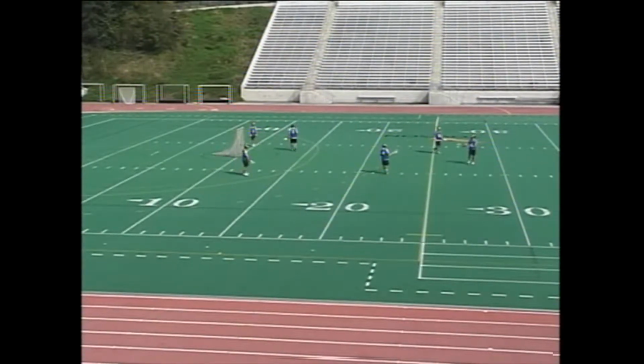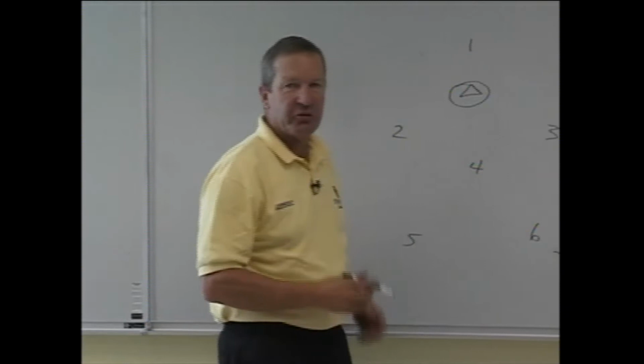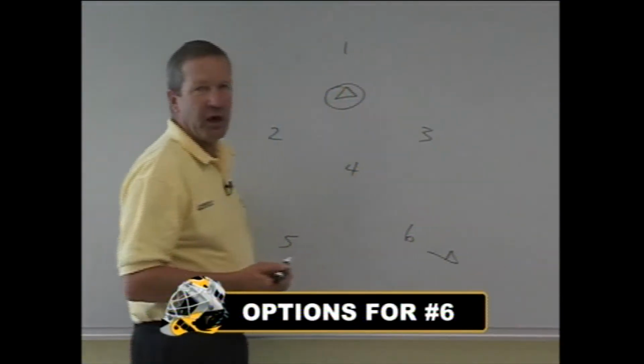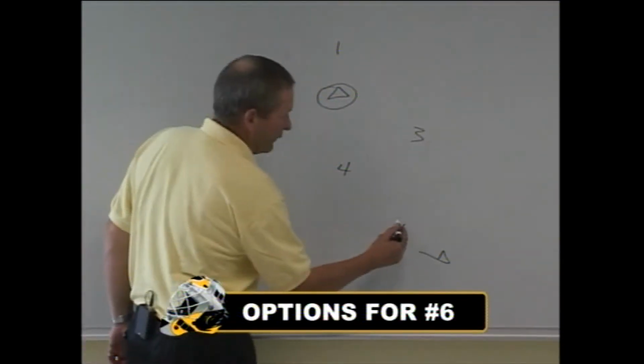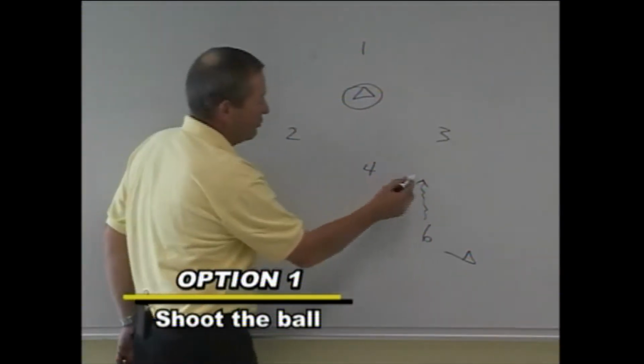Okay, we're going to go back up to the chalkboard now and talk about some different options that number 6 will have. We're back to the blackboard, or the whiteboard I should say, and we have 6 now with the ball, as we just saw on the field. Now he has 4 options as he carries the ball toward the goal. The first, and the one that probably excites him the most, he can shoot the ball.